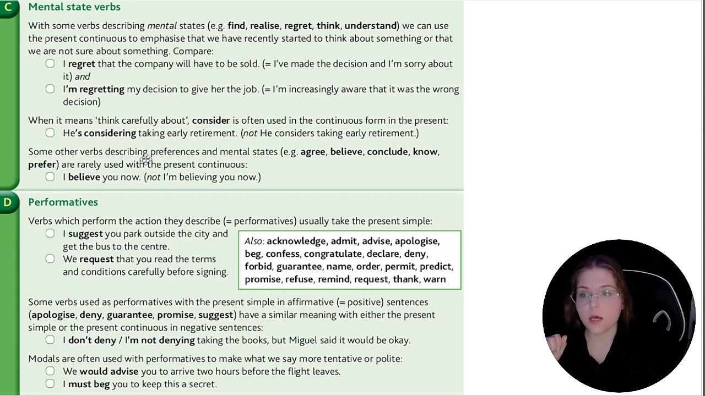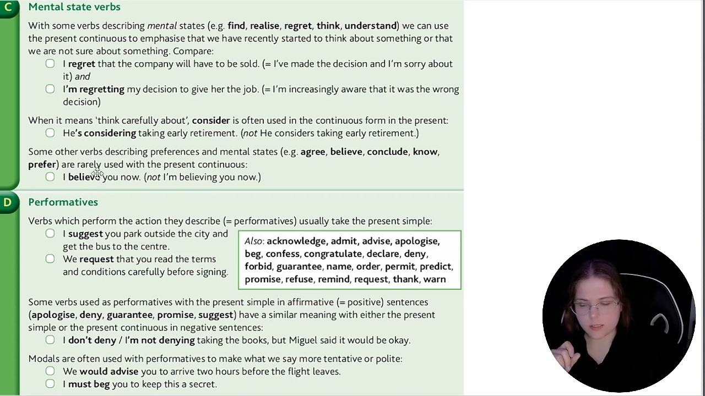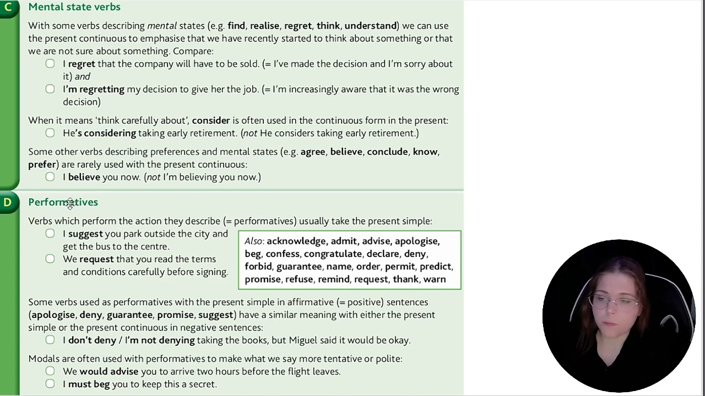Some other verbs describing preferences and mental states, like agree, believe, conclude, know, prefer, are rarely used with the present continuous. "I believe you now," or "I don't believe you now," but "I'm not believing you now" is not correct in this context. I agree, I disagree, I don't agree. We don't use the continuous form here.